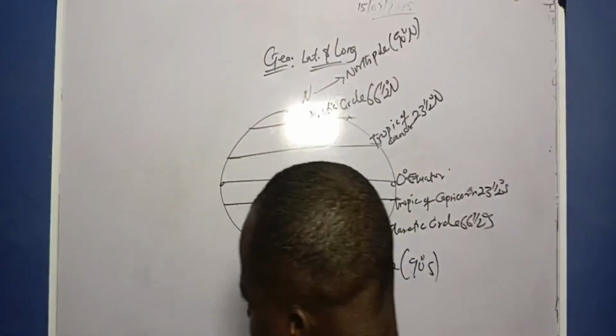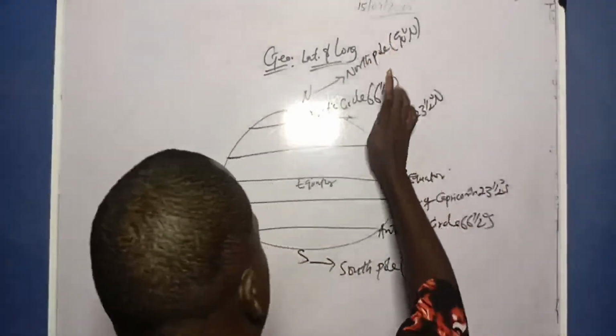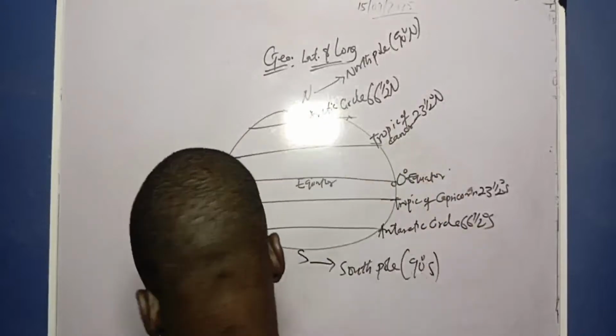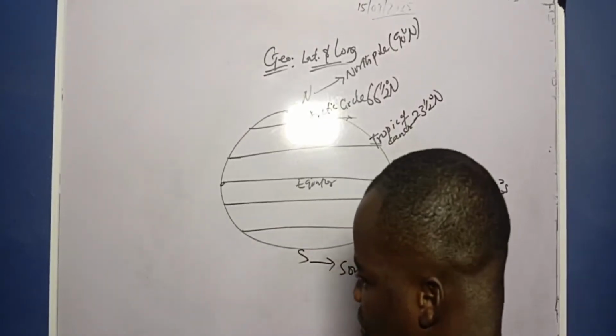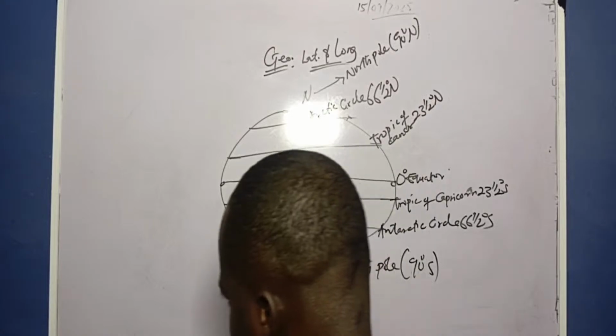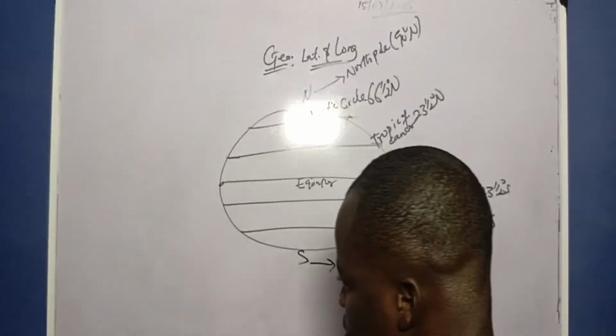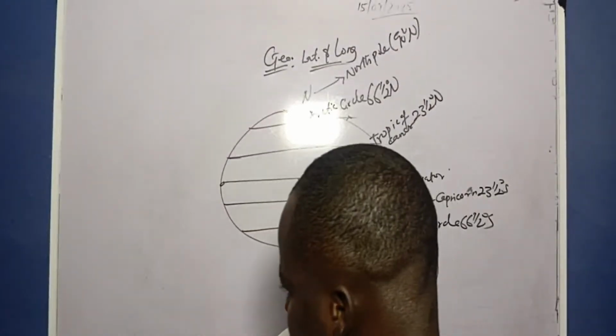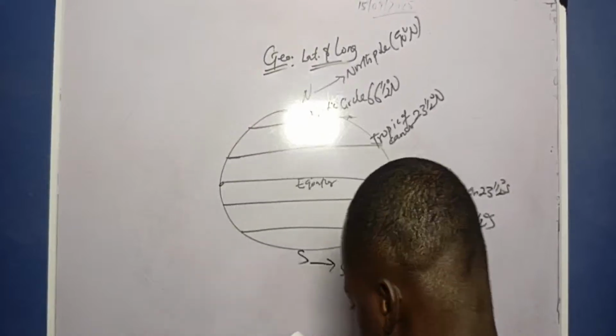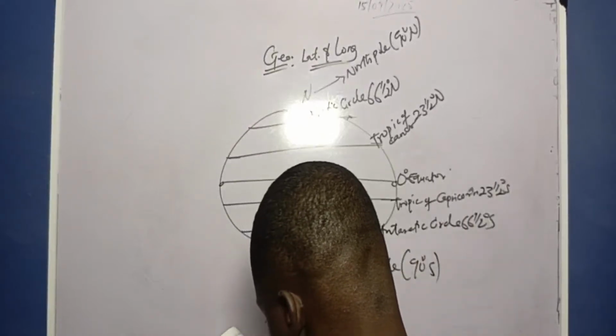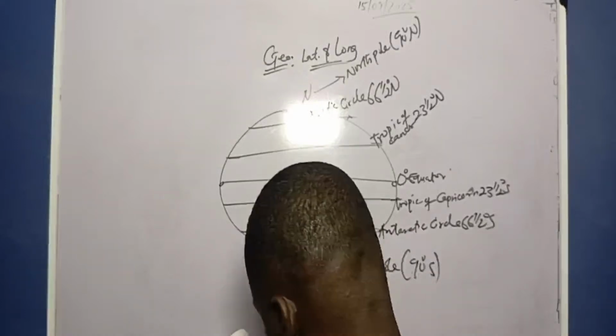So these are the most important lines of latitude on the Earth's surface.